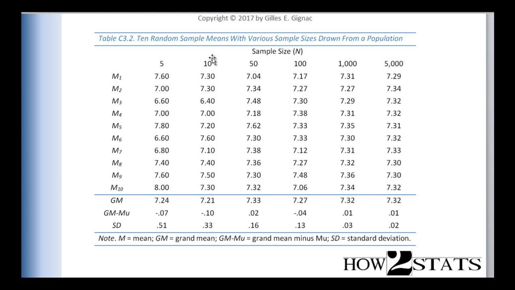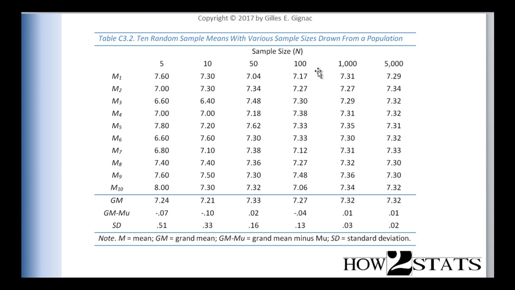We move up to a sample size of 10. The grand mean was 7.21 and the standard deviation of the means was 0.33. So the standard error of the mean for these sample sizes of 10 is smaller than the standard error of the mean associated with just 5 cases. And that's what we expect. We expect a smaller amount of variability in the sampled means as the sample size gets larger.